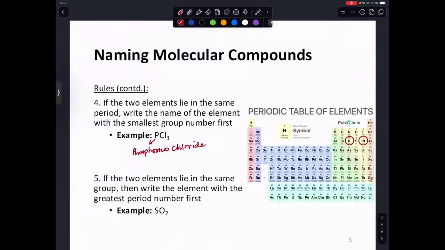Now, what if two elements lie in the same group? For example, we have sulfur and oxygen in SO2. In this case, the rule is we write the element with the greatest period number first. So it becomes sulfur, because sulfur is in period 3 and oxygen is in period 2, so sulfur dioxide.